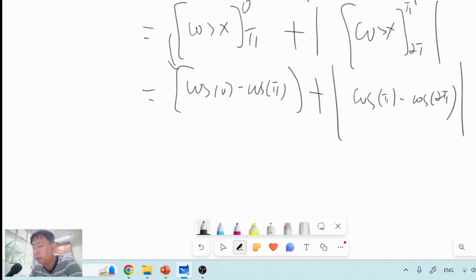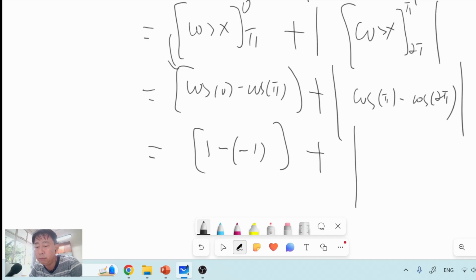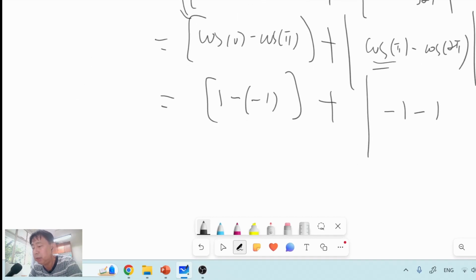Okay, so then what I get here is cos of 0 is 1, minus cos of pi, which is minus 1. So here I have 1 minus minus 1, plus the absolute value of cos of pi, which is minus 1, minus cos of 2 pi. Cos of 2 pi is actually 1. So here I have 2 plus the absolute value of minus 2, which is 2 plus 2, which is 4.